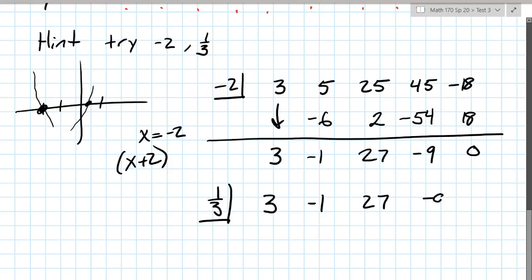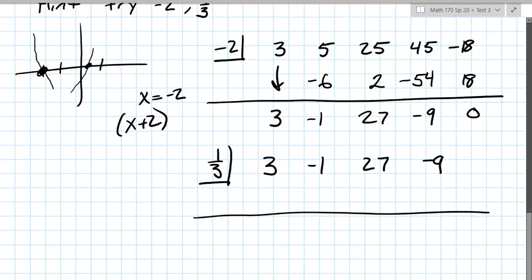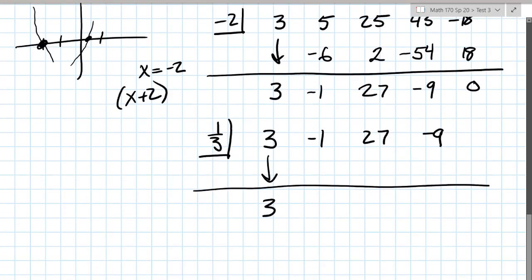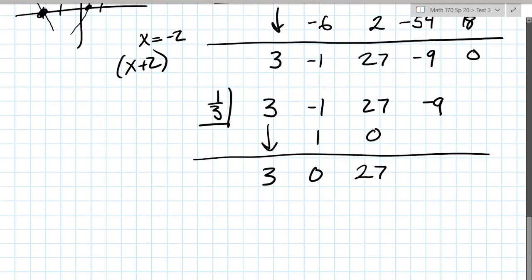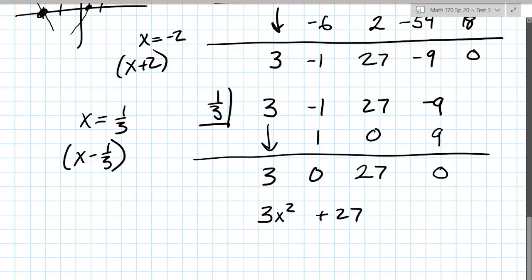Copying down what's left and doing synthetic division. Got our 3. 3 times 1/3 is 1. -1 plus 1 is 0. 0 times 1/3 is 0. 0 plus 27 is 27. 1/3 times 27 is 9. -9 plus 9 is 0. So x equals 1/3 is a zero, or x minus 1/3 is a factor. So what's left? What's left is 3x squared plus 27.